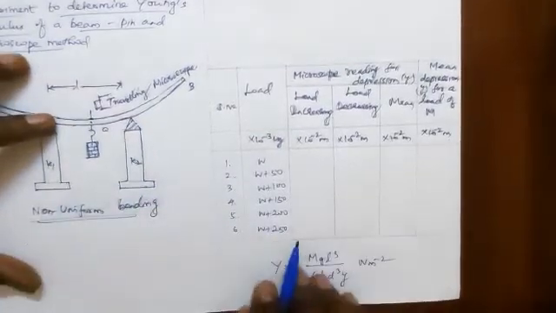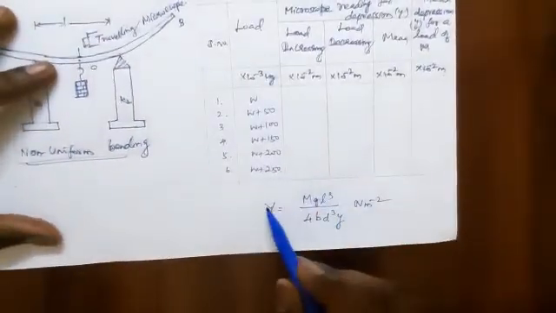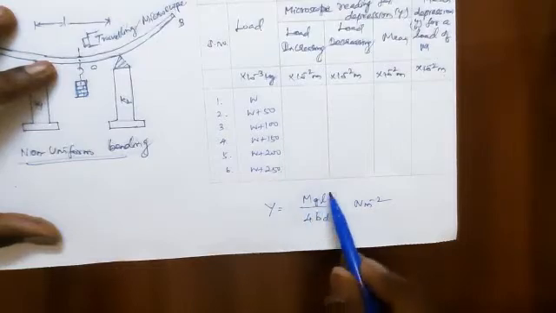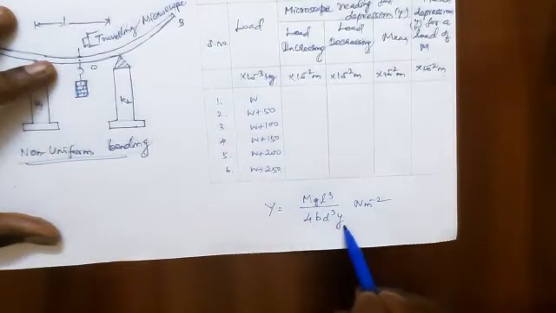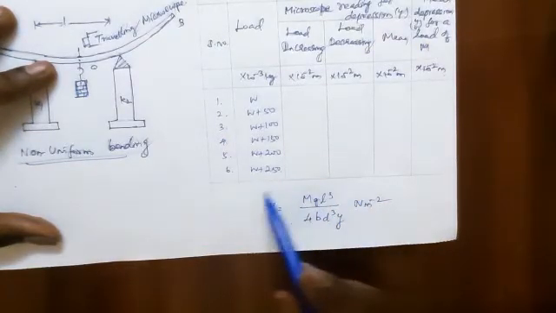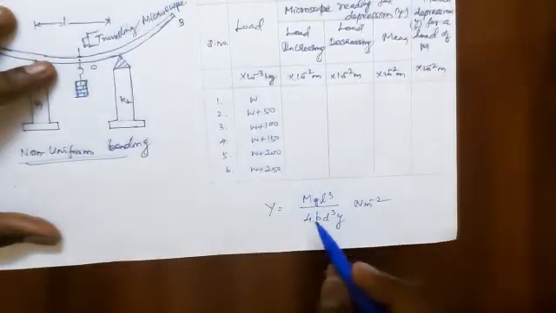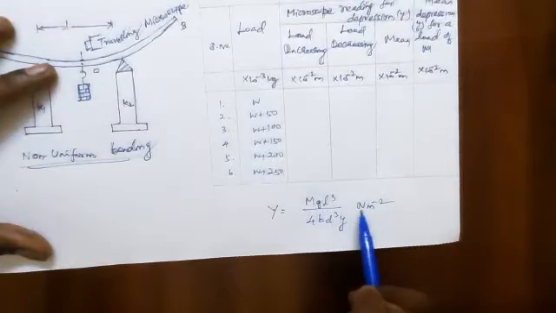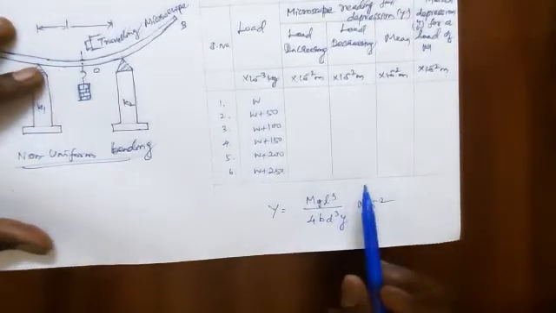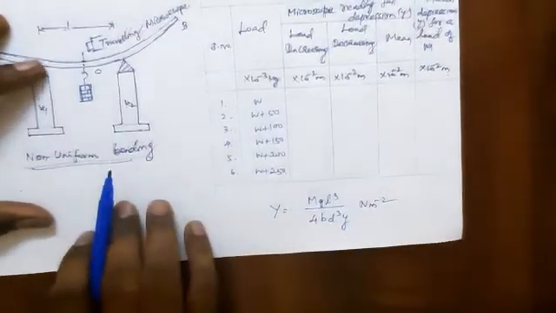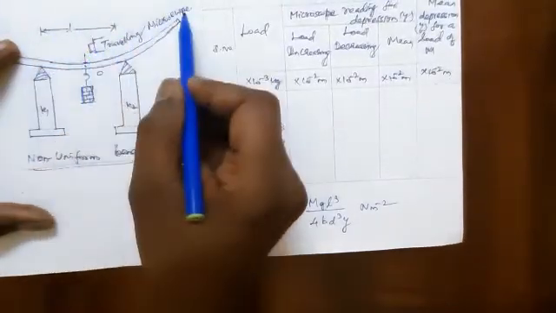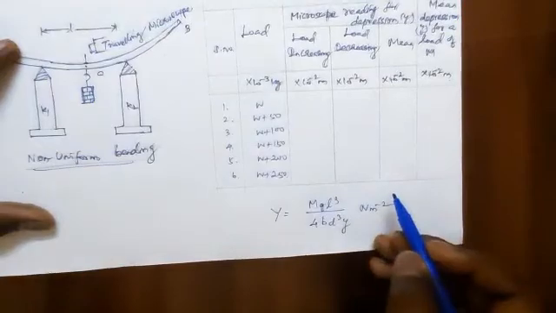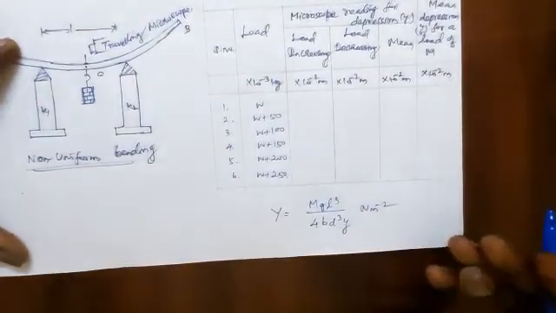Using these values, using this relation capital Y equal to mg L cube by 4b t cube y Newton per meter squared, we substitute all these values. We can easily calculate the Young's modulus of the material of the beam. This is pin and microscope method. We use pin and traveling microscope, so this is called pin and microscope method. Okay, thank you.